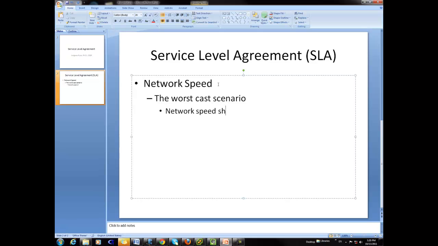Speed should not be under 100 megabit per second, for example.